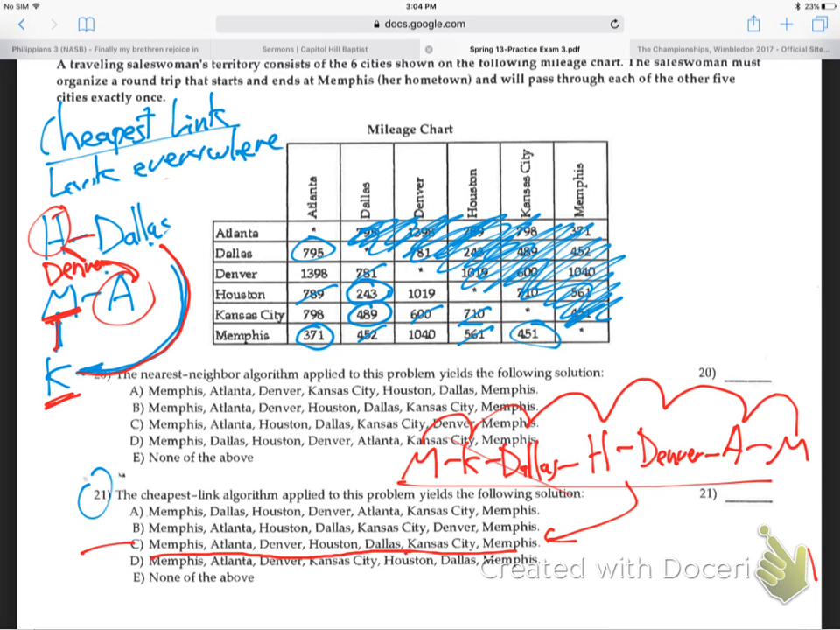Is everybody good with that cheapest link thing with the table? Does that make sense? So I just started picking numbers. And as I went, I had to follow the rule: don't close a loop prematurely, don't close a loop without all 6 cities in it, and don't have 3 roads hitting any one city. And when you got down to only 1 city left, just take those 2 open ends and connect to that city.